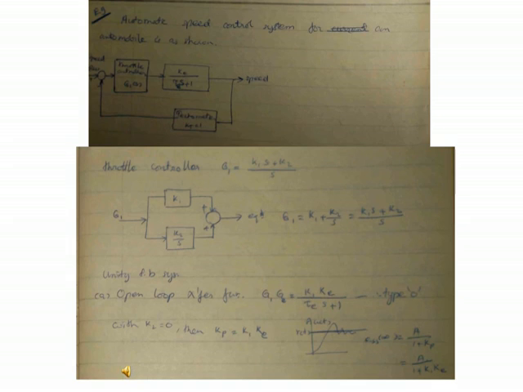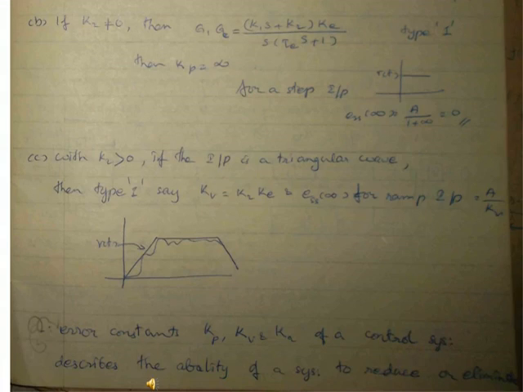If the K2 is not equal to 0, then we can write down G1 multiplying GC is equal to K1S plus K2 multiplying KE divided by S and multiplying the tau ES plus 1. This is for the type 1 system. And then the KV approaches infinity. For the step input, we can write down the steady state error ESS infinity equal to A divided by 1 plus infinity, so that will be 0. So for the type 1 system, the steady state error is 0.